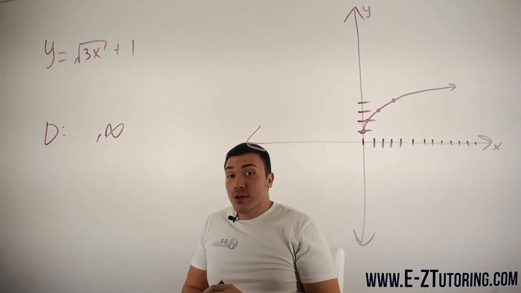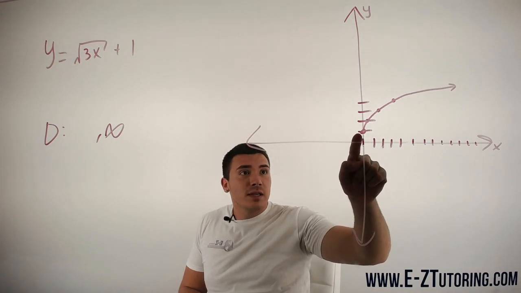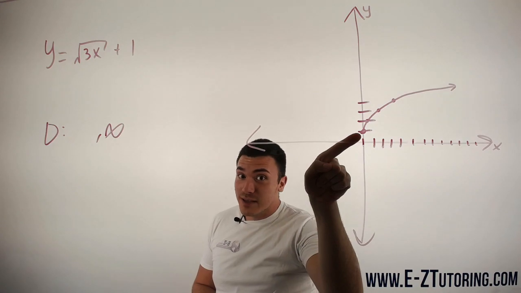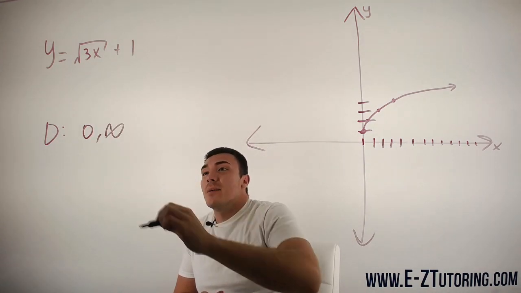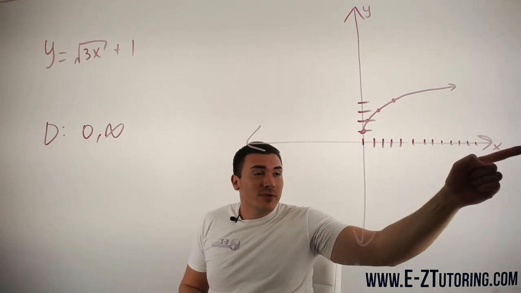Now let's look at our lowest value. Our lowest value is over here, and this point right here has an x value of 0. So 0 is our lowest possible x value. So from 0 to infinity.